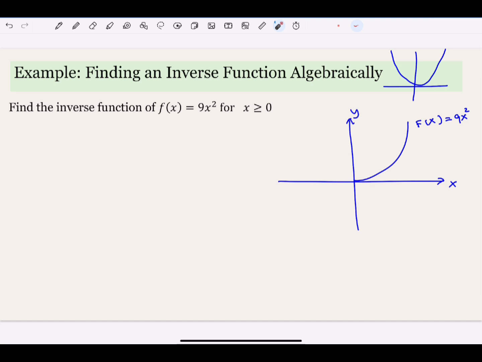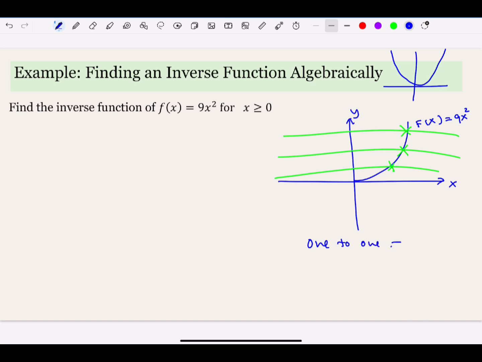Now if you draw horizontal lines, you can see all these lines will intersect the graph only one time, which means again f of x is one-to-one, which implies we should be able to get the inverse of this function. Okay, now let's do the algebra. The first step is to replace f of x by y.